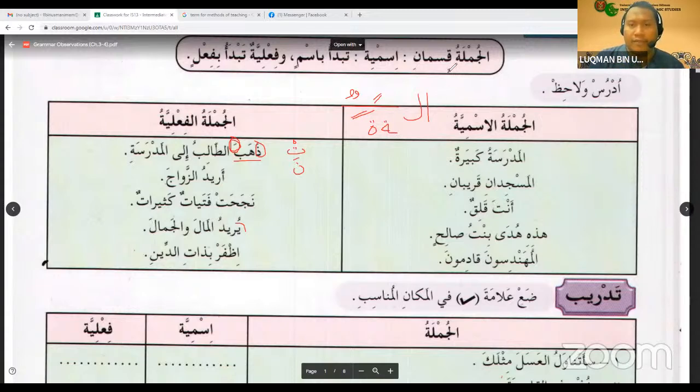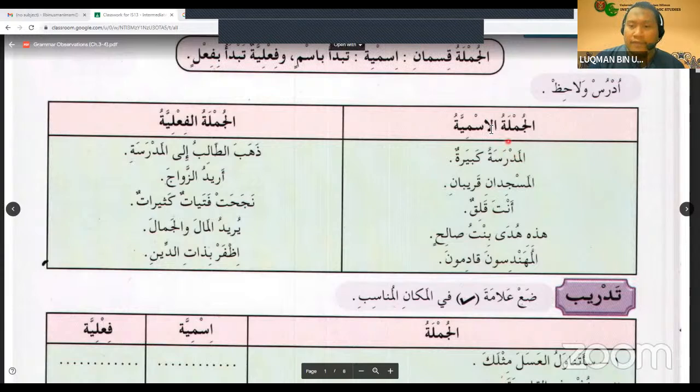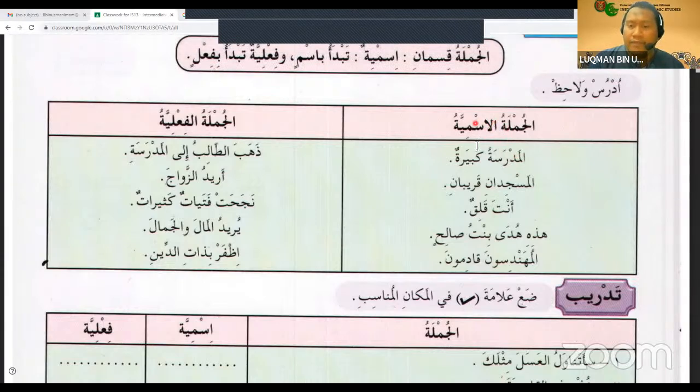So that's all. Again, if a sentence starts with a noun, it's a nominal sentence. If it starts with a verb, it's a verbal sentence. So let us read the examples. Please read after me. You just let your mic stay muted. So let's first read the nominal sentences.